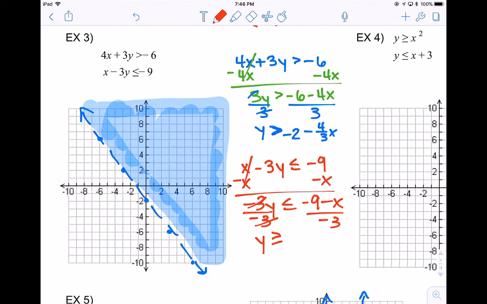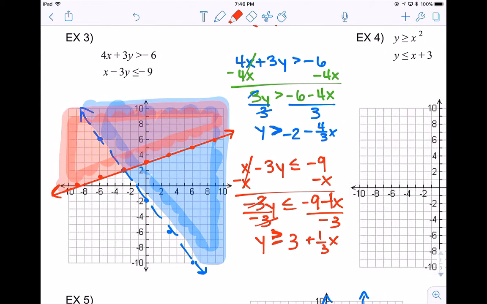Negative 9 divided by negative 3 is a positive 3, and negative 1 divided by negative 3 is a positive 1/3 x. So we'll plot our y-intercept at 3, and then we'll move up 1, right 3, or down 1, left 3. Now for our line, this time we do have an equal to bar, so that means we can just draw a regular solid line like we're used to drawing. And now for the shading, we have another greater than symbol, so that means we're going to shade up the y-axis, which is above our line again.